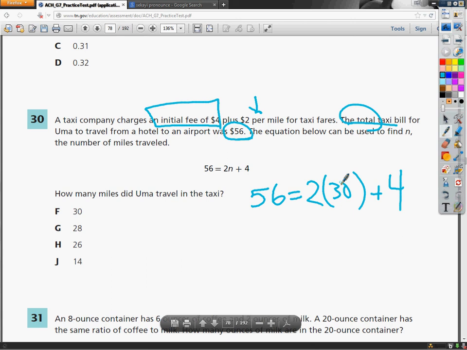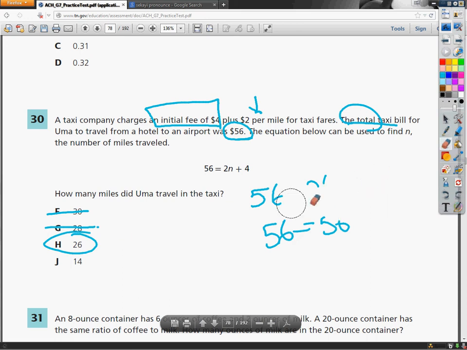So it's not 30. If I mark out that 30 there, and I try 28 instead, I'll do 2 times 28, or 2 parentheses 28, plus 4, and it gives me 60. It's supposed to give me 56, so it's not that one. If I tried 26, so 2 parentheses 26, plus 4, it gives you 56, equaling 56. So this is the correct answer. So substitution is one way you can solve it.